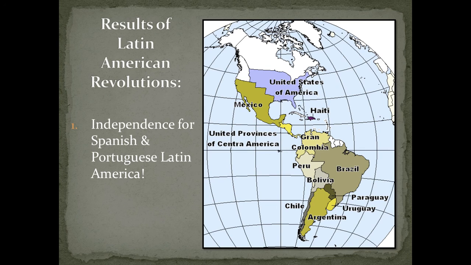So tomorrow, hopefully, we will look at the results of these Latin American revolutions. But certainly by 1830, you can see all of these areas that have gained independence as a result of those Latin American revolutions. So Mexico, Gran Colombia, Peru, Bolivia, Chile, Argentina, Uruguay, Paraguay, and then that former Portuguese colony of Brazil.